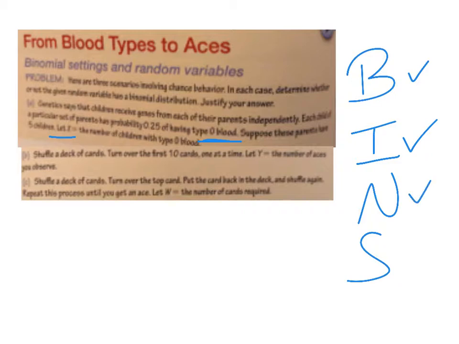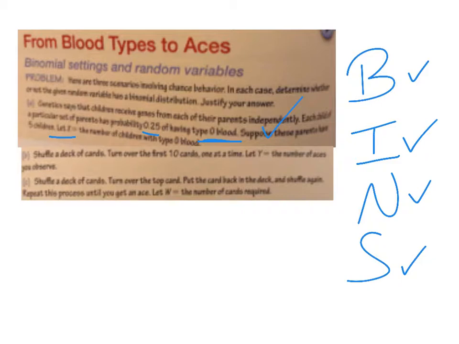And then S is our success. Do they have the same probability for each child to have type O blood? Yes, it does, at 0.25. So this one meets our BINS criteria, so it would be considered a binomial random variable.